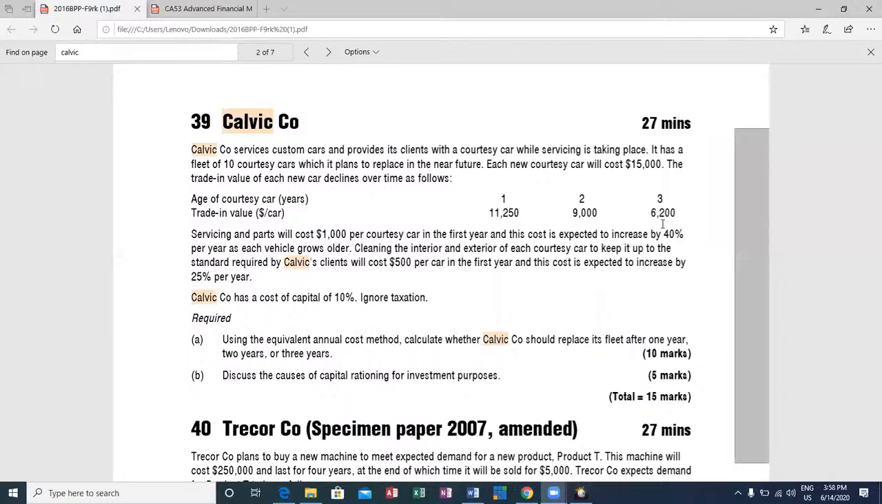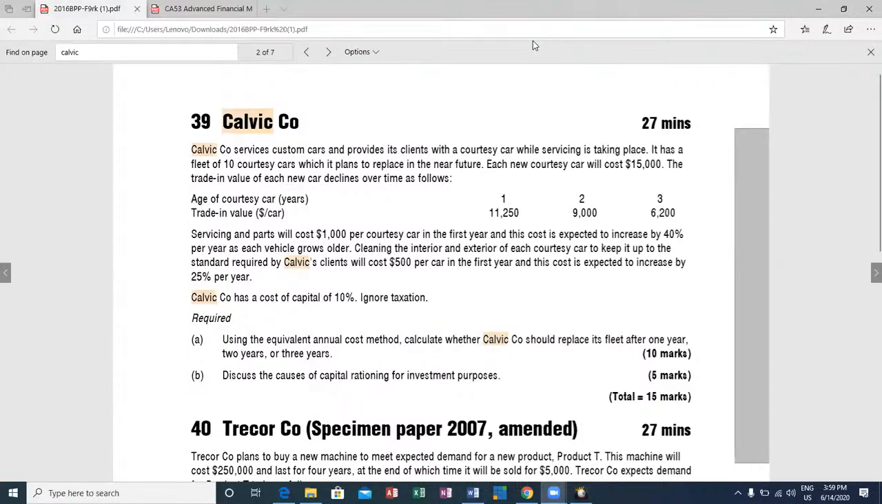So they're telling us there, Calvic Company has a cost of capital of 10%, and then the examiner is good, examiner says ignore taxation. So using the equivalent annual cost method, calculate whether Calvic Company should replace its fleet after 1 year, 2 years, or 3 years, ladies and gentlemen. So the vote.